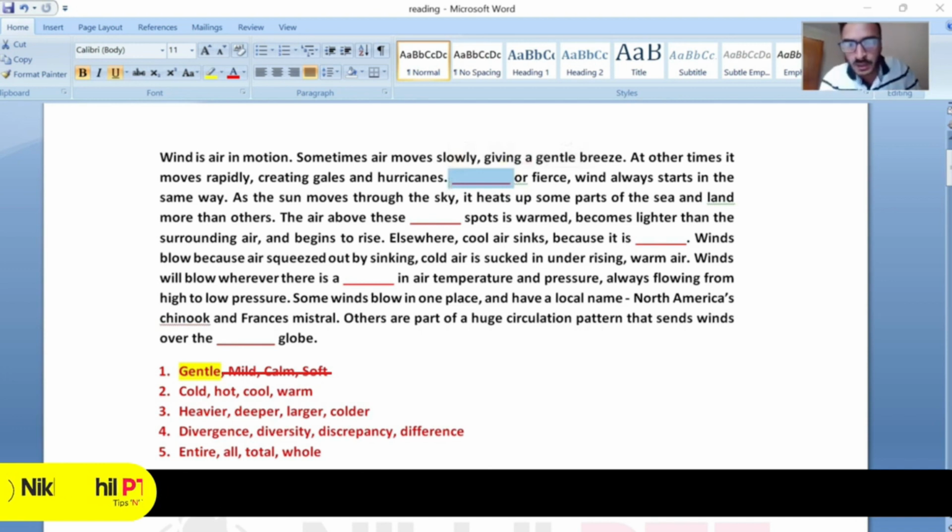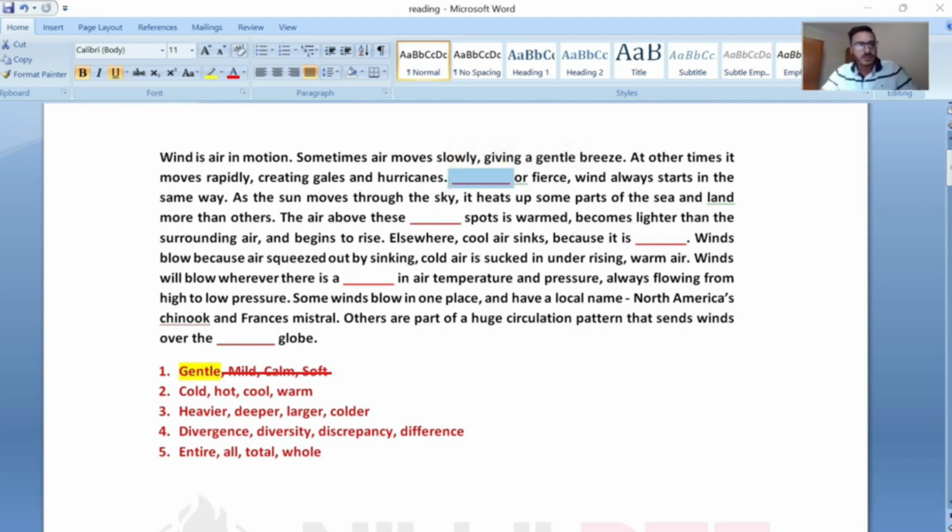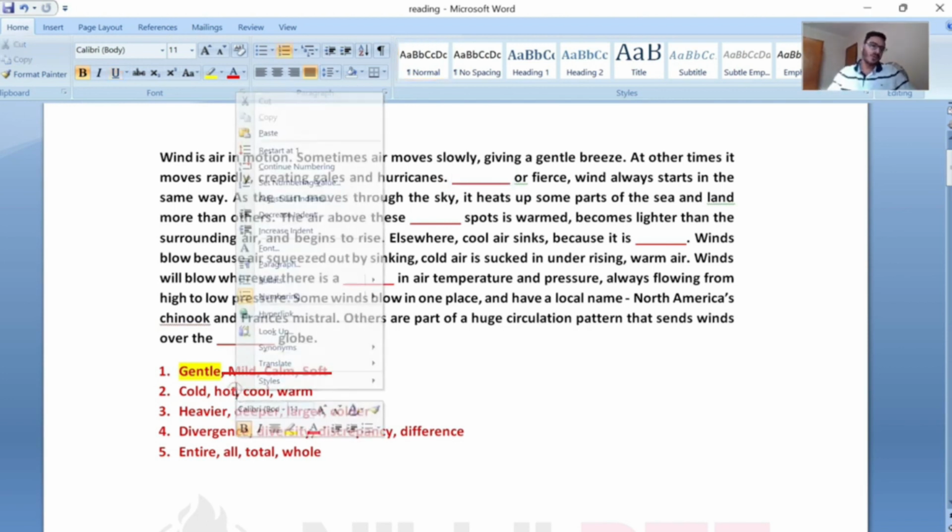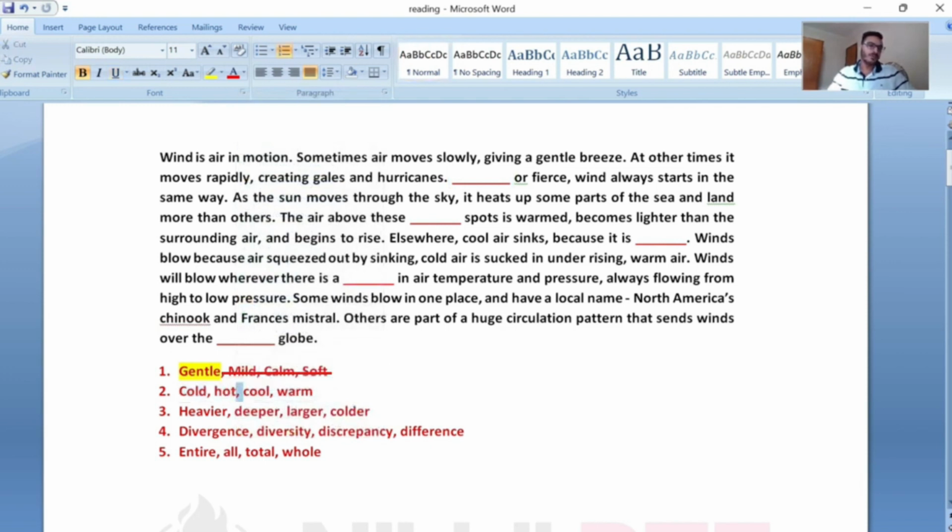Now moving further. Wind always starts in the same way. As the sun moves through the sky, it heats up some parts of the sea and land more than others. The air above these dash spots is warm. Cold spots, hot spots. It's a color question. Hot spots. We use this word in our real life as well. Hot spots, right? So the answer will be hot spots.